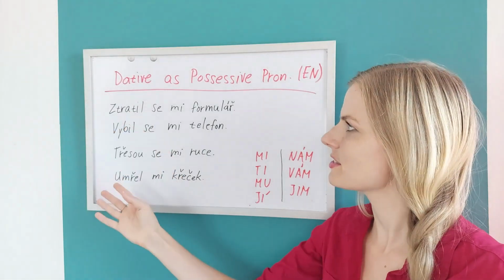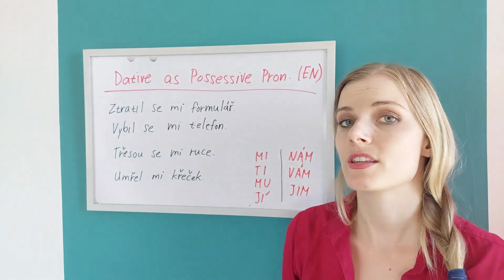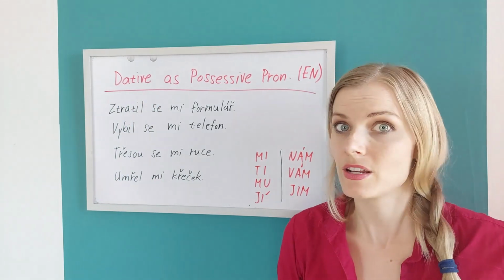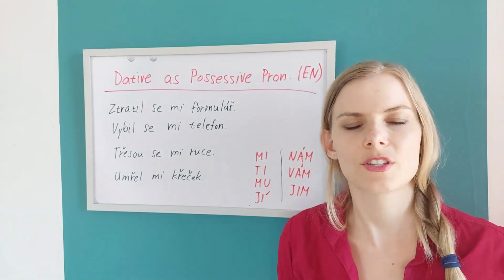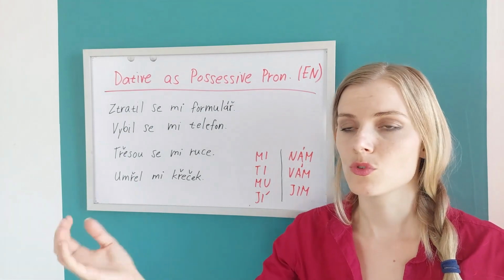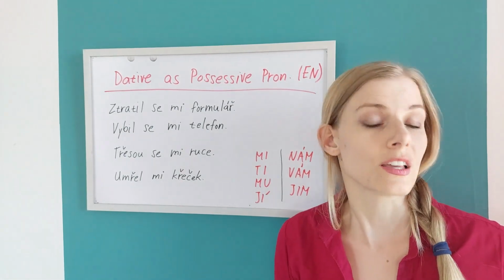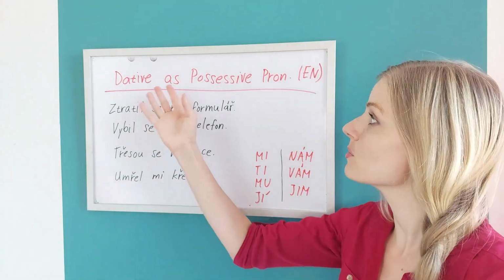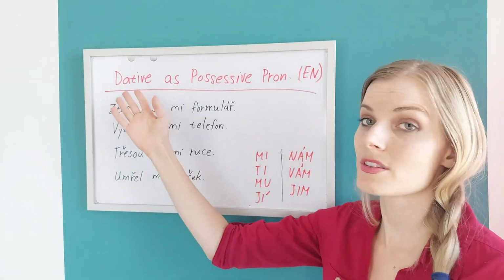Our life is good. Let's take a look at these sentences where dative can be translated as a possessive pronoun in English. I also talked about this in one of the videos that in Czech we use the possessive pronouns můj, moje, tvůj, tvoje much less than in English. And this is one way to go around it using the dative.